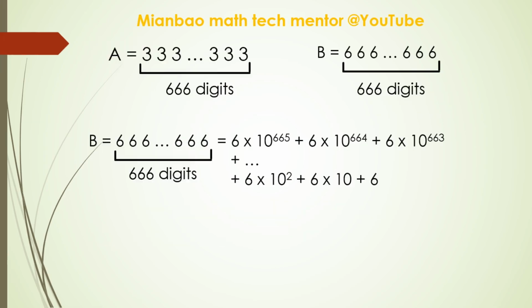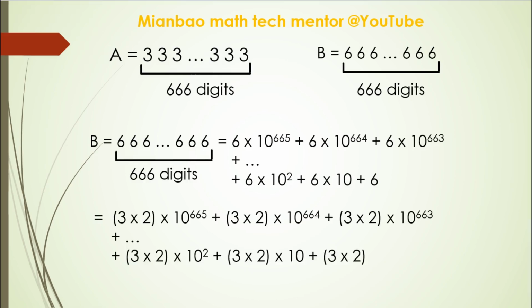B is 6, 6, 6, and so on, 6, 6, 6, where there are 666 digits of number 6, and we can express B as 6 times 10 to the 665, plus 6 times 10 to the 664, until, plus 6 times 10 to the 2, plus 6 times 10, and plus 6. Next, we can express each digit of 6 inside B as 3 times 2, for each 10 to the certain power.